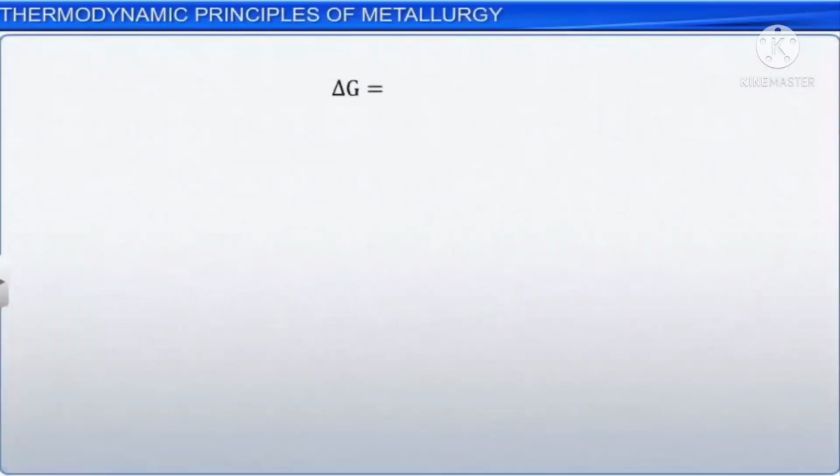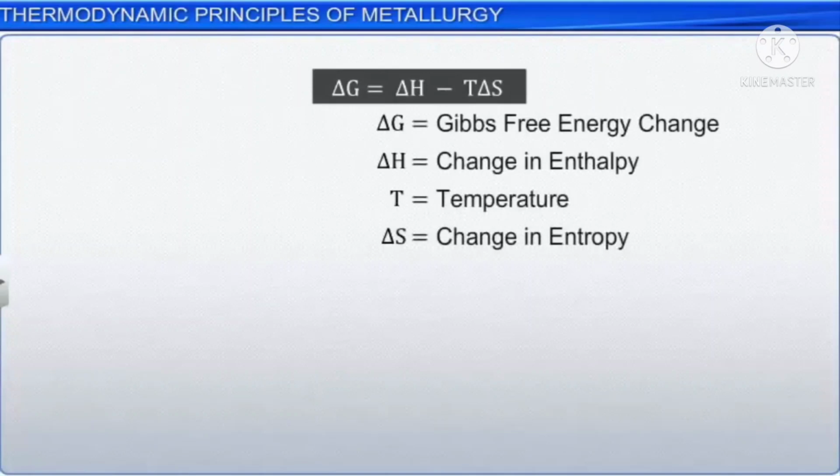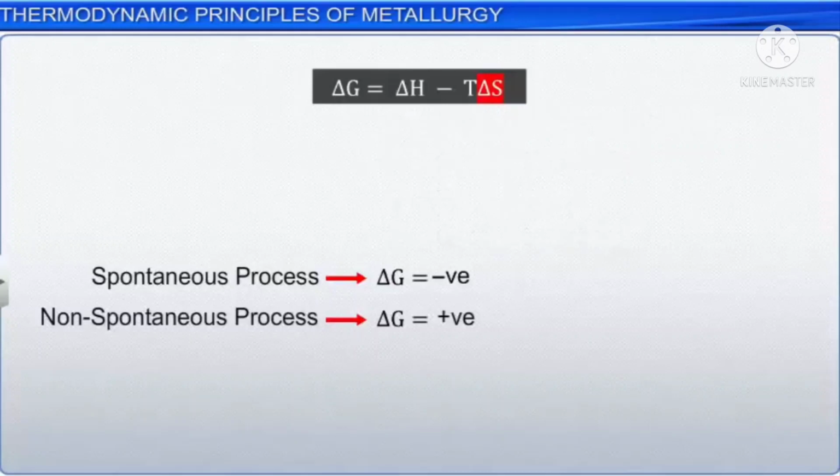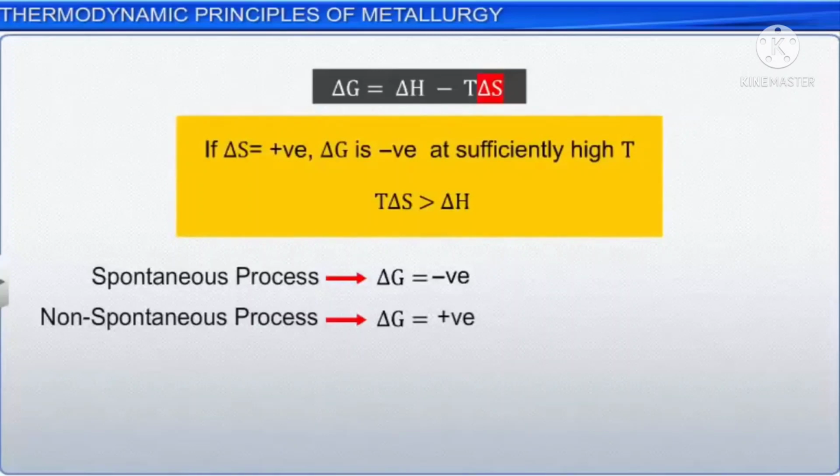You know that the change in Gibbs free energy of a reaction, delta G, is a measure of the thermodynamic driving force that makes the reaction occur. For a spontaneous process, delta G is negative, while a positive value of delta G indicates a non-spontaneous process. It can be seen that for a reaction where change in entropy delta S is positive, the reaction is spontaneous at a sufficiently high temperature as the magnitude of T delta S exceeds delta H.